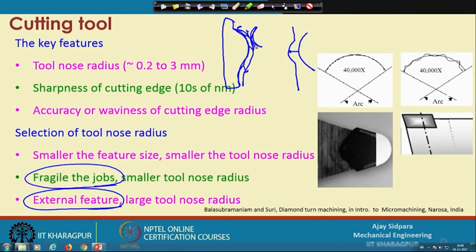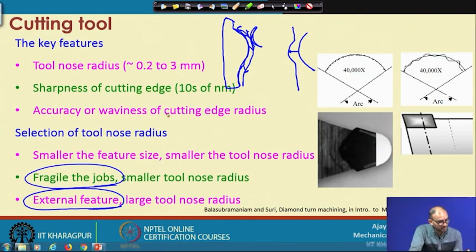So, these are the different ways you have to select the cutting tool, and these are the parameters, because our cutting tool material is fixed, but within the material we have to play with different parameters. Two are very important: one is the cutting edge radius and the other is the nose radius.